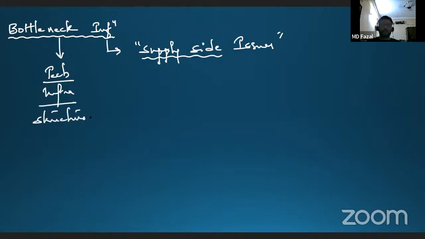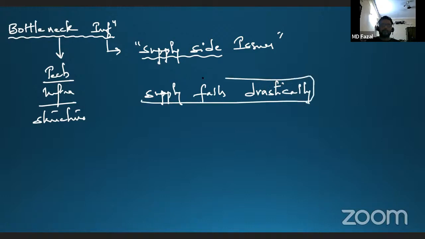Bottleneck means something is going to pile up, something is going to become severe. Technological issues, infrastructural issues, structural issues. That means supply side issues basically. So supply falls drastically. Supply has fallen drastically.